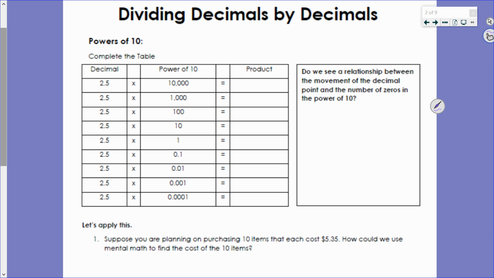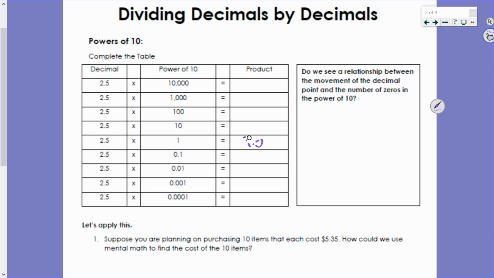2.5 times 1. Perfect. Why is 2.5 times 1 the easiest problem in the table? Perfect, because if you multiply anything by 1, you get the same number. So we could go ahead and start here. So 2.5 times 1 is just going to give us 2.5.